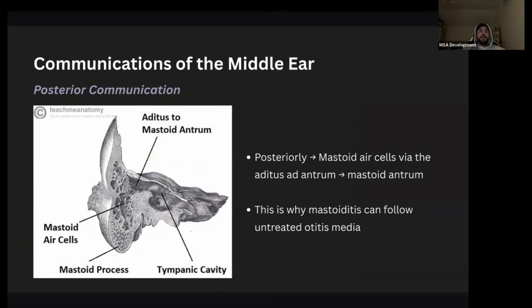Right. Now, the posterior communication in the middle ear: the middle ear is going to be connected posteriorly to the mastoid air cells via this passageway called the aditus to the mastoid antrum. So all the way it connects to the mastoid air cells. This is why if you develop otitis media, you can also develop mastoiditis if the otitis media is left untreated.